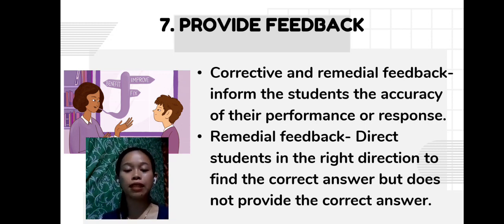And next is remedial feedback. Remedial feedback directs a student in the right direction to find the correct answer but does not provide the correct answer. And then next is informative feedback. Provide information like new, different additions or suggestions to a student and confirm that you have been actively listening. This information allows sharing between two people.